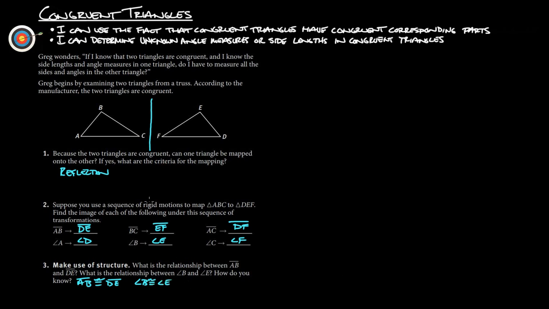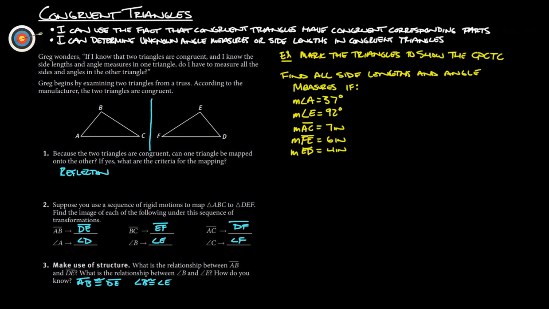And the reason we know that is because we reflected this across this line, and it was a rigid transformation, meaning that, again, it didn't shrink or get bigger. Okay, let's do this. One last thing here.